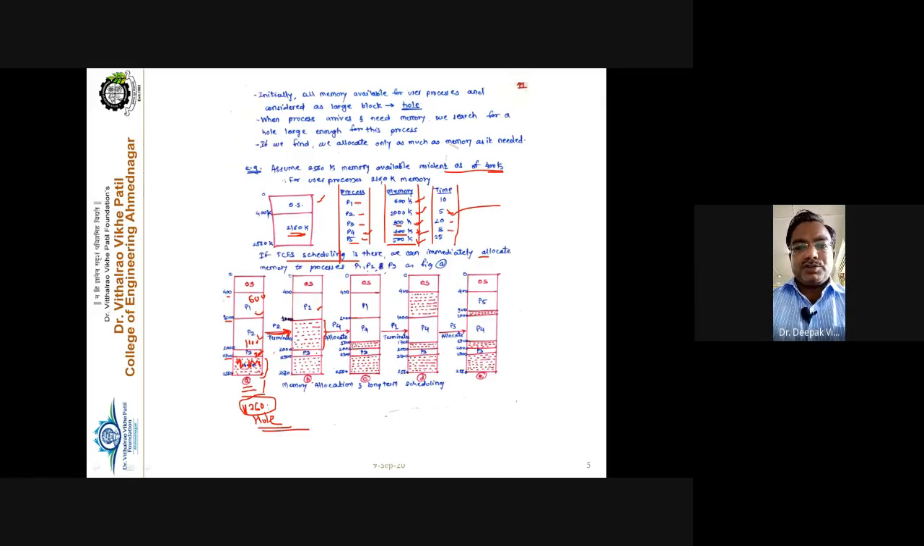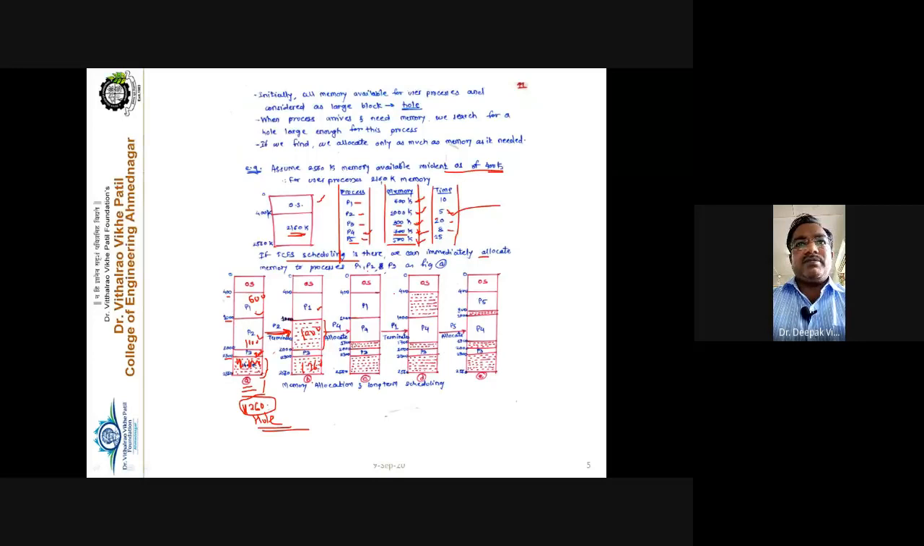P3 is as it is because P3 is currently in a running state. Its execution time is 20 milliseconds here, and this initial hole, hole number 1, is as it is. This is the 260K hole and this is the 1000K hole. Two holes are now available in the main memory, right?